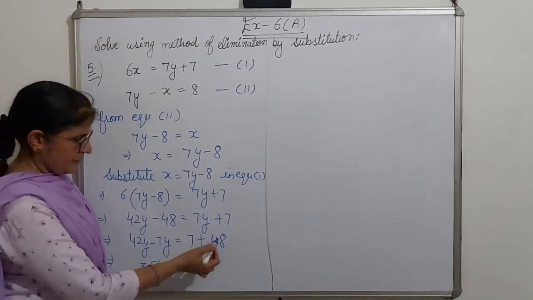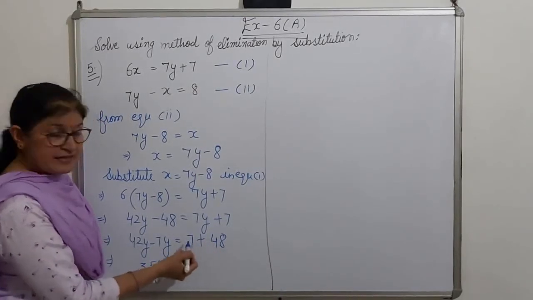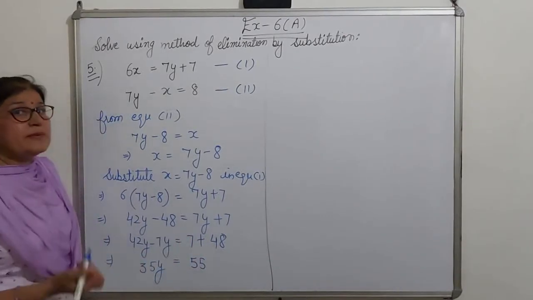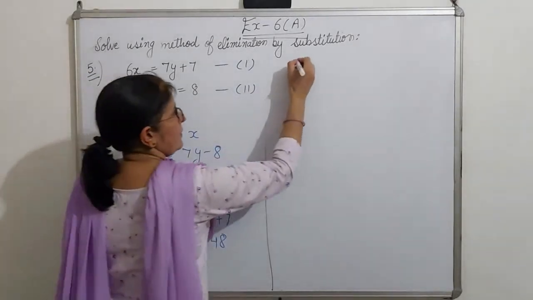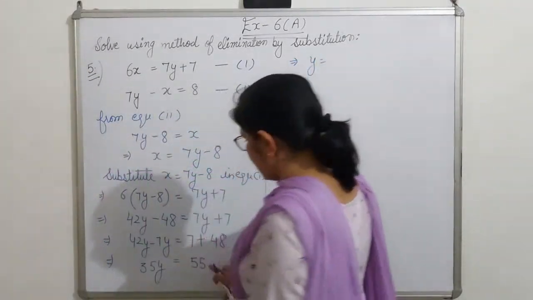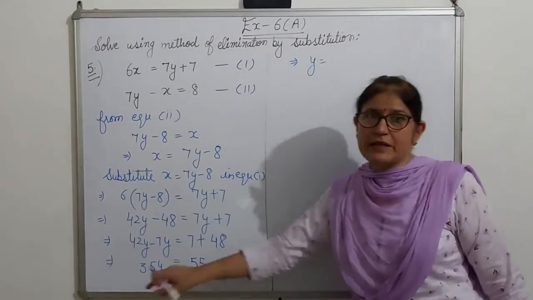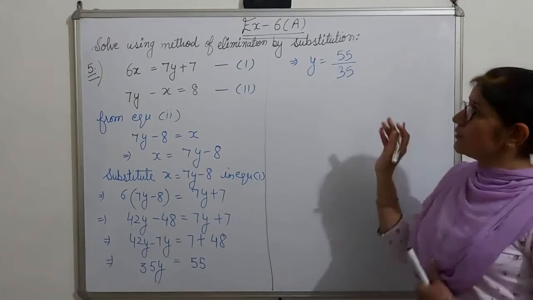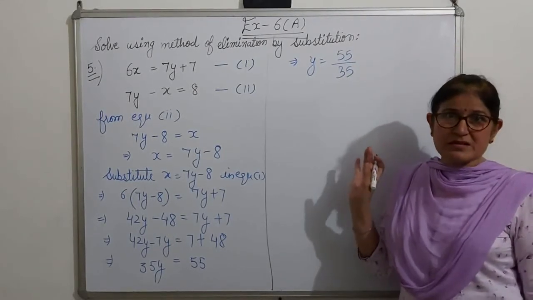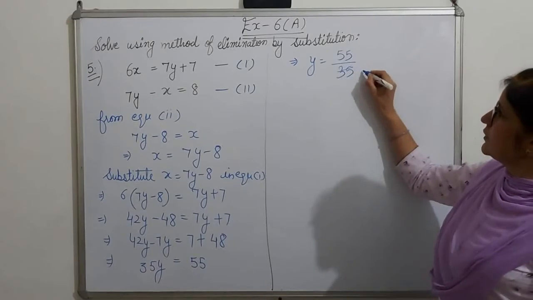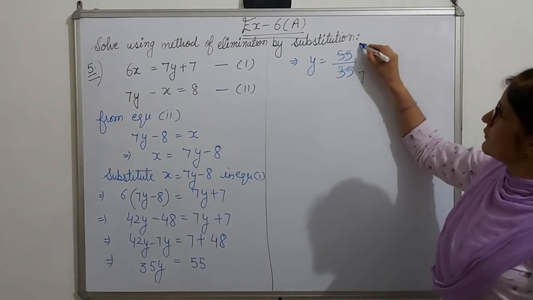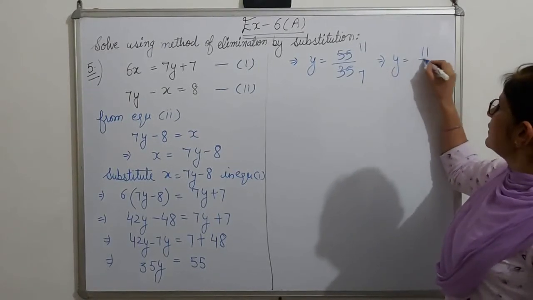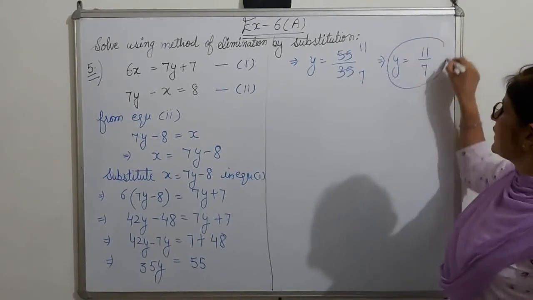And here 48 and 7, 55. Now what will be the value of y? y is 55 upon 35. Now can you reduce it to the lowest terms? Yes, both with 5. 5 7s are 35 and 5 11s are 55. So what is the value of y? 11 upon 7. So the first value we have calculated.